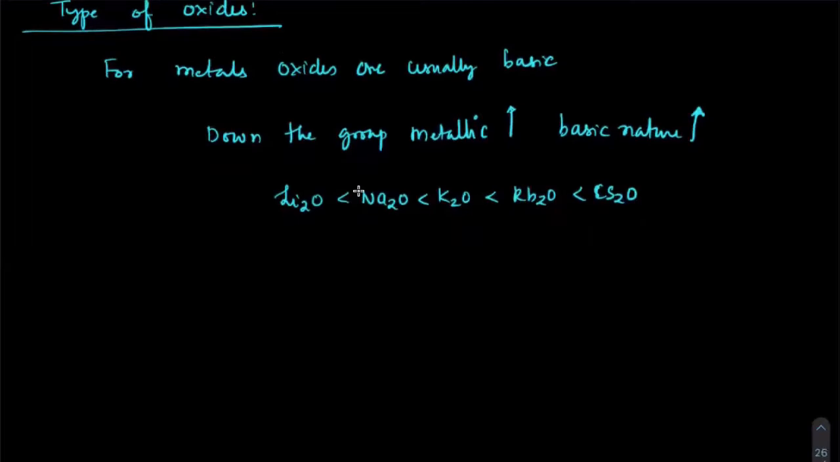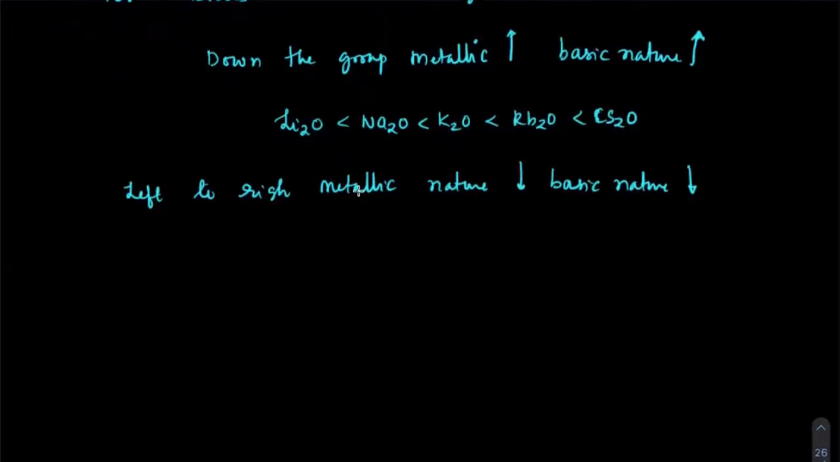Now, left to right, metallic nature decreases. Metallic nature usually decreases, so basic nature decreases. For example, if we consider K2O, CaO, and Cu2O, cuprous oxide, then K2O is much more basic than CaO, then Cu2O.